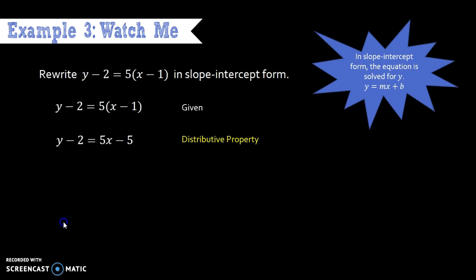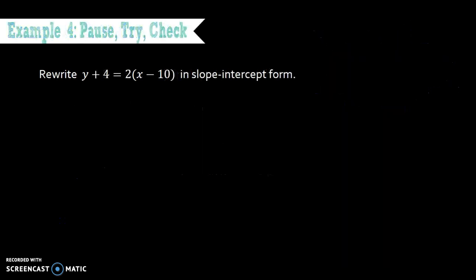Start with what we're given. I'm going to use the distributive property on the right-hand side. Then I'm going to use the addition property to add 2 to both sides. And now I have the equation solved for y. Our slope would be 5 and our y-intercept would be negative 3. Pause and try this one.